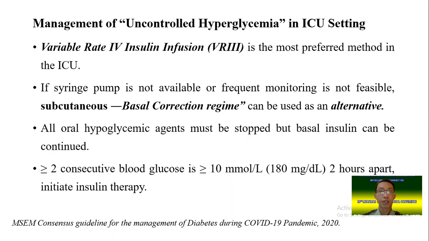Variable rate insulin infusion is the most preferred method in the ICU for the management of uncontrolled hyperglycemia. Subcutaneous basal and a correction regime is the alternative form. All the oral hypoglycemic agents must be stopped, and basal insulin can be continued. If two consecutive blood glucose readings are more than or equal to 10 millimole per liter, 2 hours apart, we should initiate insulin therapy.